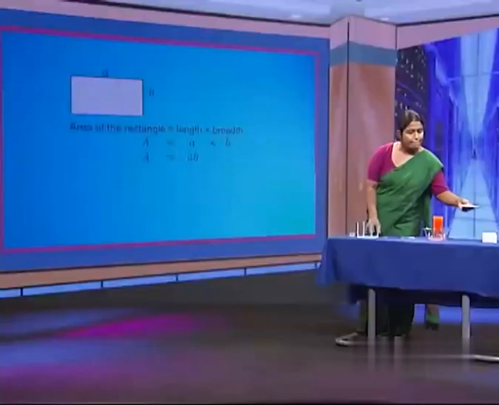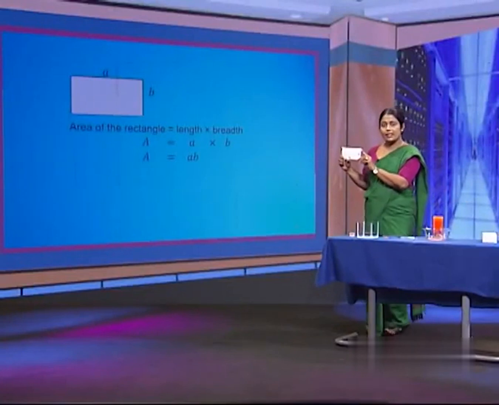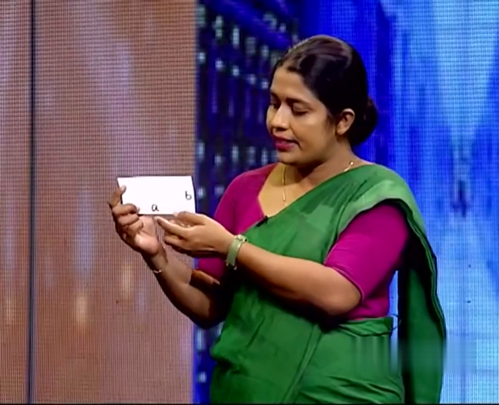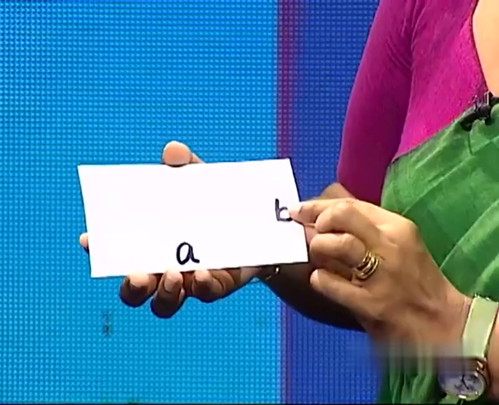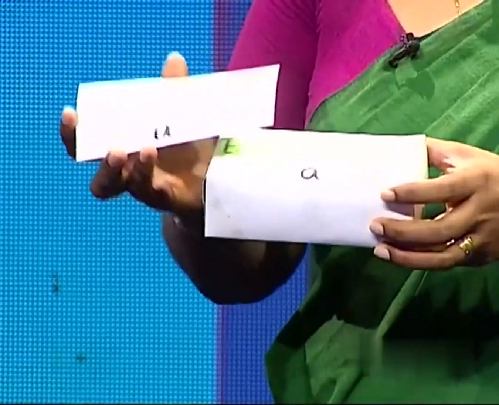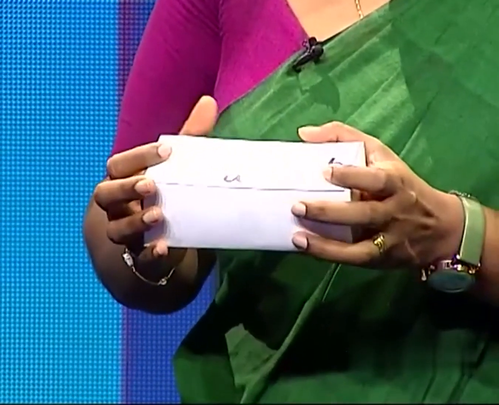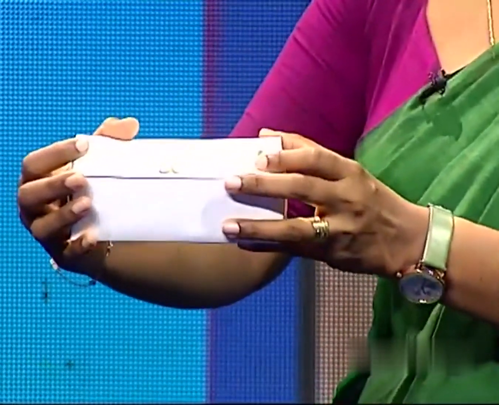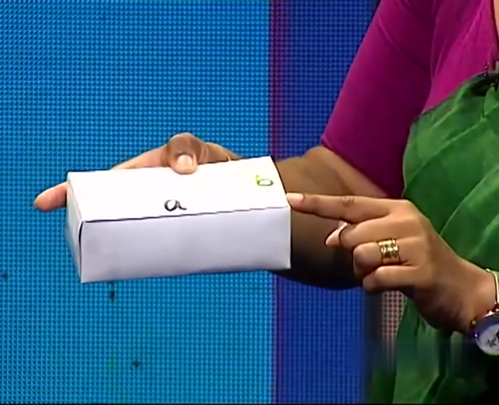Now, look at this rectangle. This is the rectangle. The length is a and breadth is b. Suppose this rectangle is a side of this cuboid. These two coincide with each other. So, the length of this cuboid is also a and breadth is b.